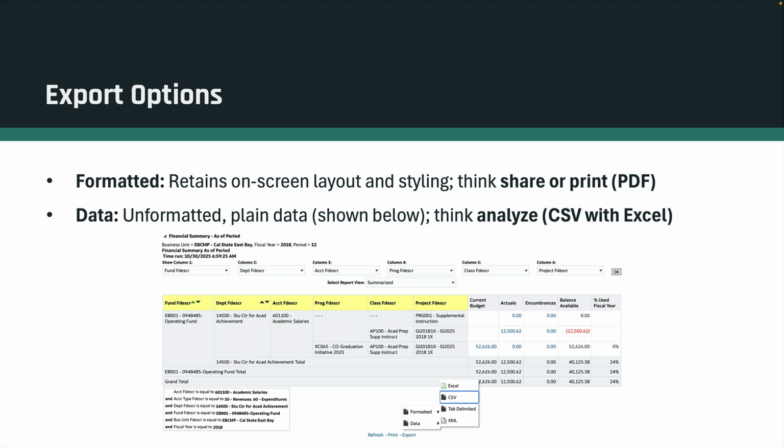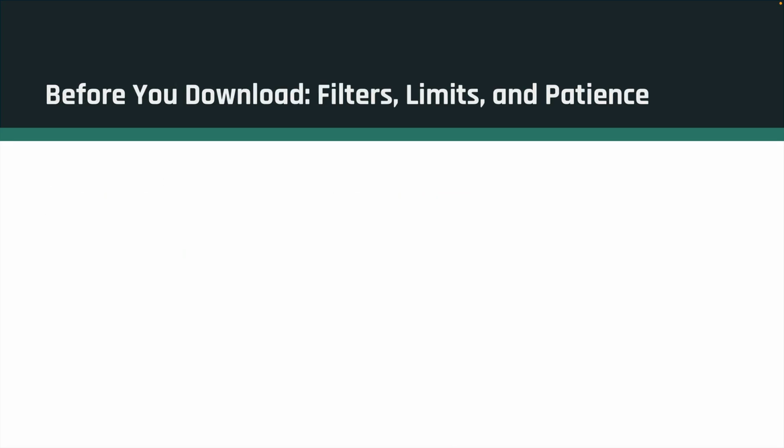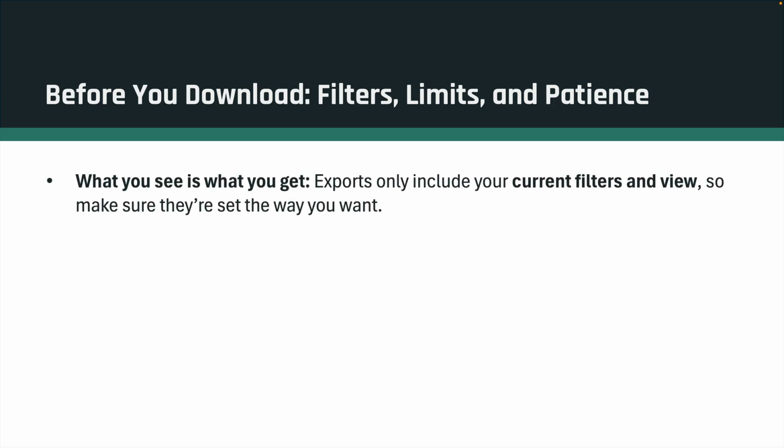To get a CSV download, you'll click Export at the bottom, hover over Data in the pop-up menu, and then select CSV. Before downloading, it's important to keep a few things in mind. Your export will only include the data that's visible in your current filters and view, so make sure everything is set the way you want it.